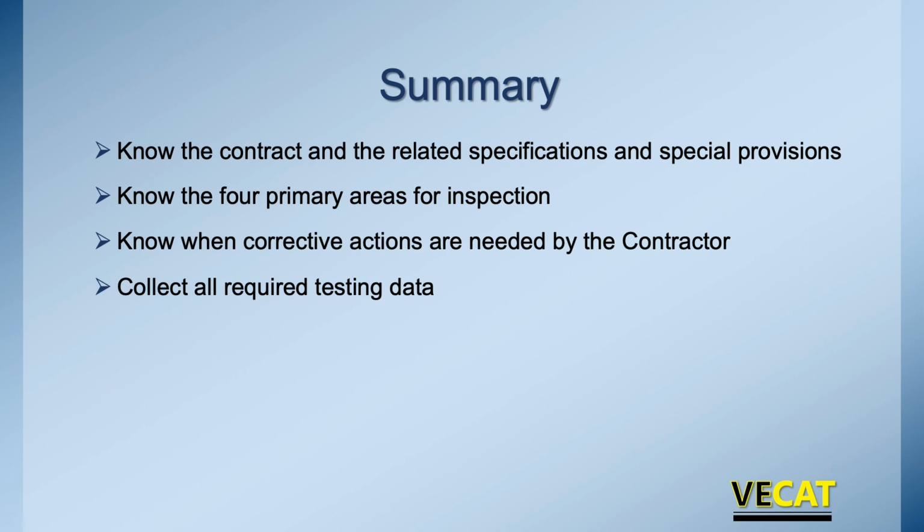So let's summarize. Know what's in the contract, know what the related specs are, know what the special provisions are, know those 4 primary areas for inspection. So if you're an inspector, what areas are you looking at? Make sure it's being done properly, starting at the very beginning, making sure there's no vegetation and grasses being mixed in, through the construction sequence, to the stabilizing. Make sure all that's being done properly.